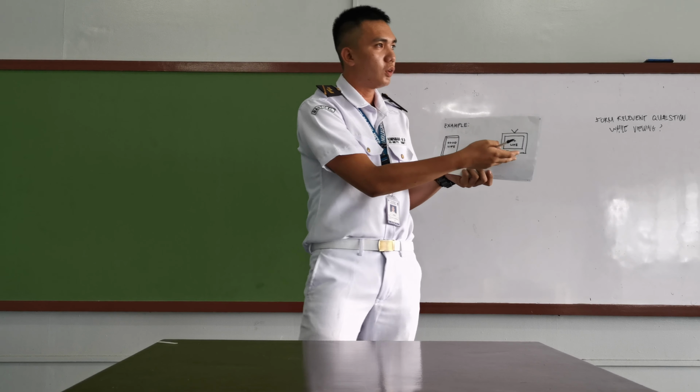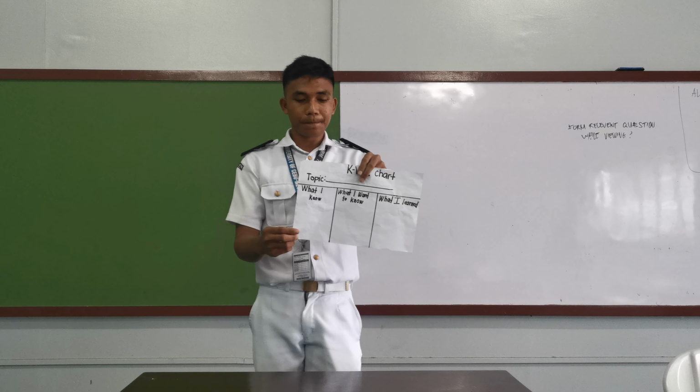Number 6, KWL chart. A KWL chart is a graphic organizer that can help students organize before, during, and after the lesson. A KWL chart consists of 3 columns and has 1 question each. The first column is what I know. The student activates their background knowledge and the teacher creates a master list of all students' responses.